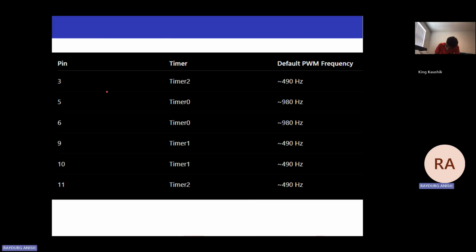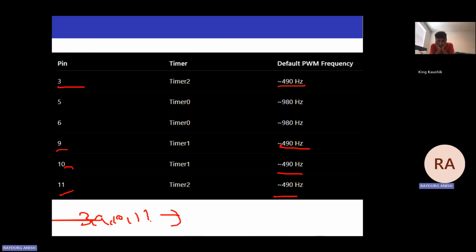And if you see the photo here, 490, 490, 490. You need to check the manual of your board, whichever you're using, whether these pins correspond to these frequencies or not. But typically, for pins 3, 9, 10, 11, the frequency is 490 hertz.